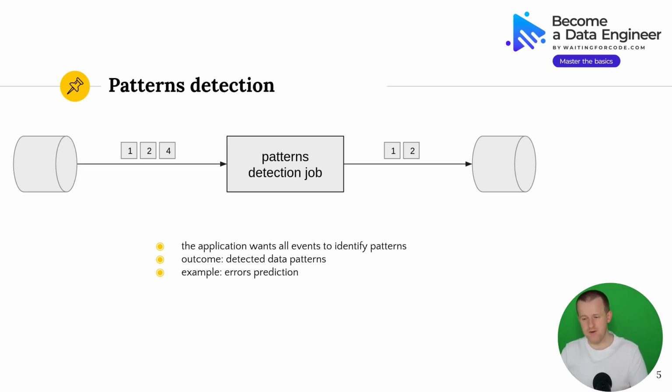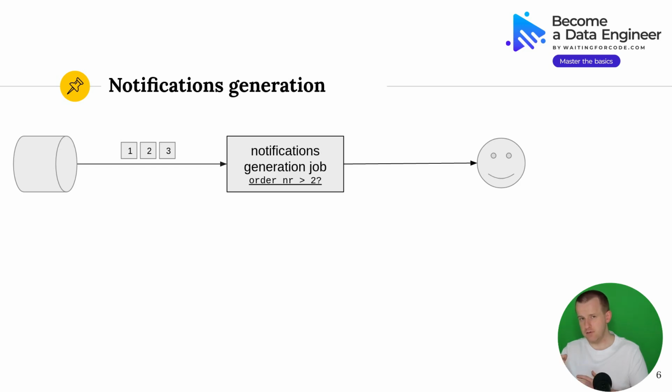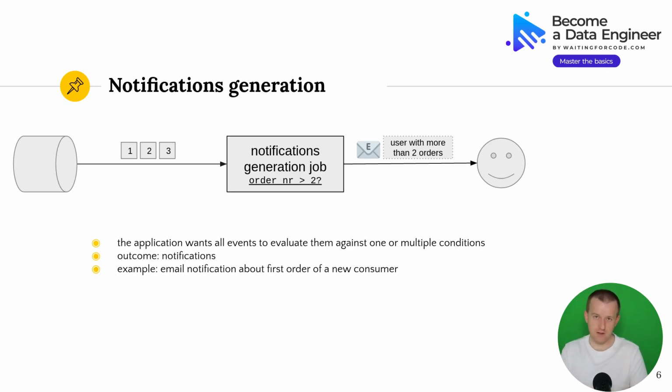And by the way, the notification is another purpose of streaming jobs. Here we have again some dummy data in the input, and the goal is to detect whether the order number is greater than 2. If that's the case, we will send an email to the user who passed at least 3 orders, saying that hey, maybe you want this voucher, or anything that you can do for marketing purposes. So here the outcome is notifications delivered either to an email or to a mobile app and stuff like that.